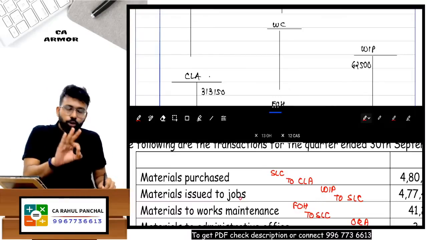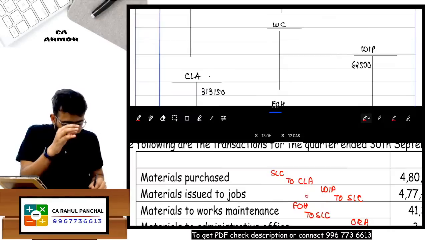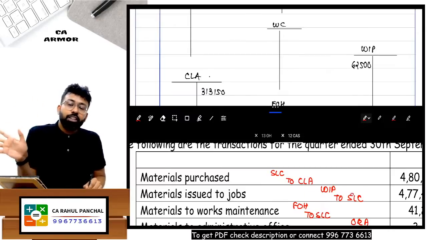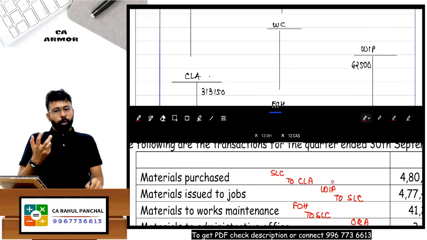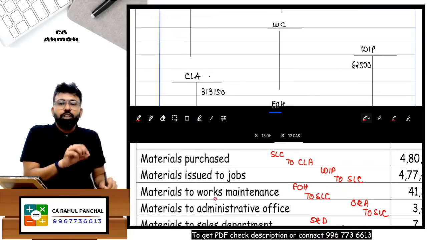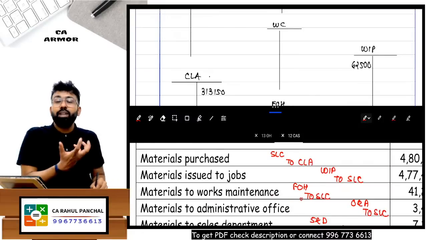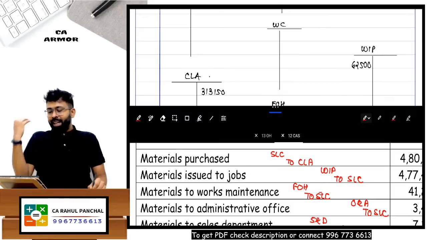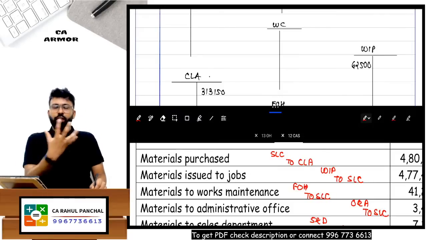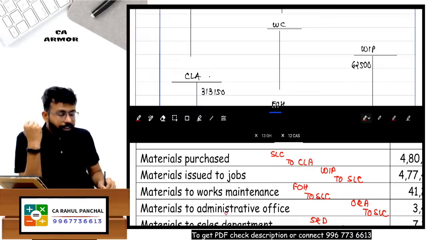Material is issued to the jobs, which is for production activity. So again, material is issued from SLC. It is issued for production, so the WIP account is debited. Then material is issued to work maintenance, repairs and maintenance. So it is a part of factory overhead. So to SLC, it is going for factory overhead, so you will write down factory overhead will be debited. Material is issued for administration.